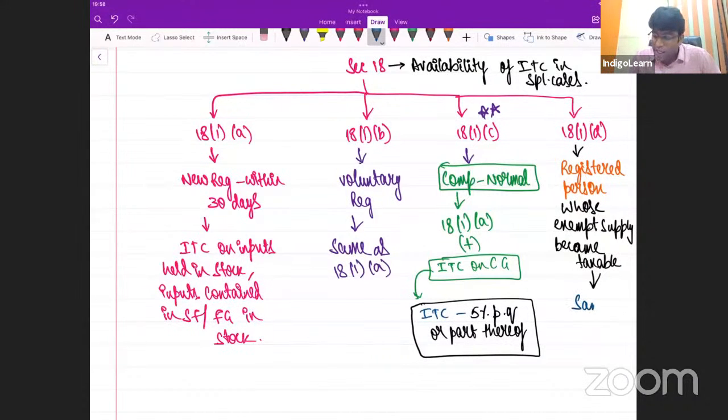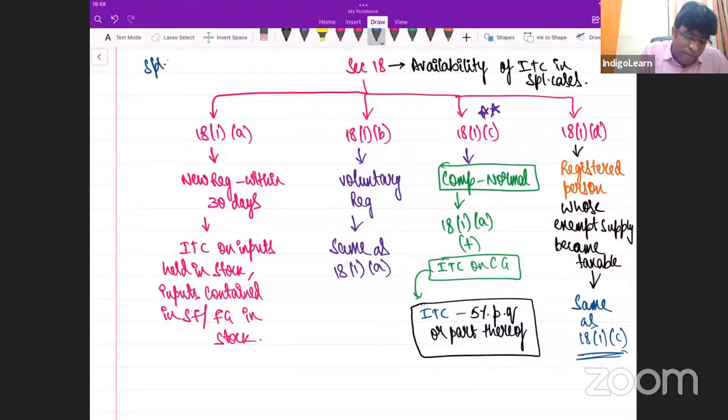And that too they told same as 18(1)(c). So if you observe one small difference, my dear friends, in 18(1)(a), 18(1)(b), credit is allowed only on inputs, but we can't take on capital goods. But in 18(1)(c) and 18(1)(d), we can claim credit on inputs as well as capital goods.